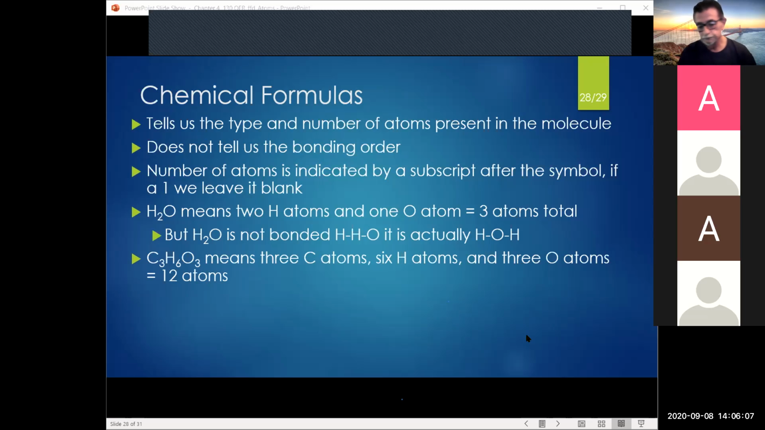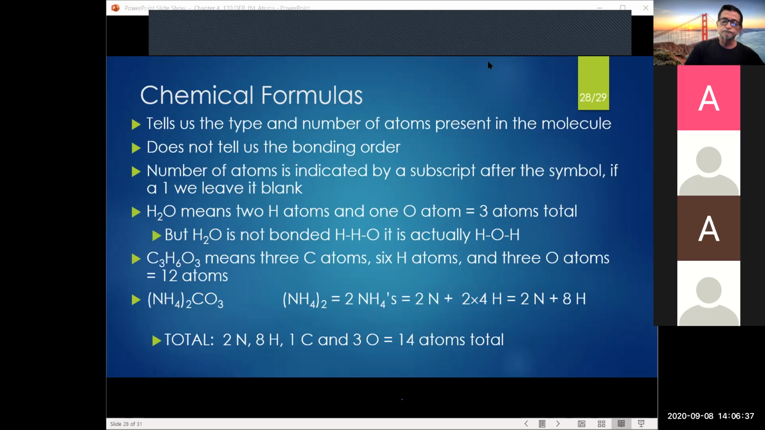Now, this one here says that there are three carbons, six hydrogens, and three oxygens. You're given a general formula. You're not given how it's put structurally. So all you can deduce from that formula is there is a total of 12 atoms, three carbons, six hydrogens, and three oxygens, okay?